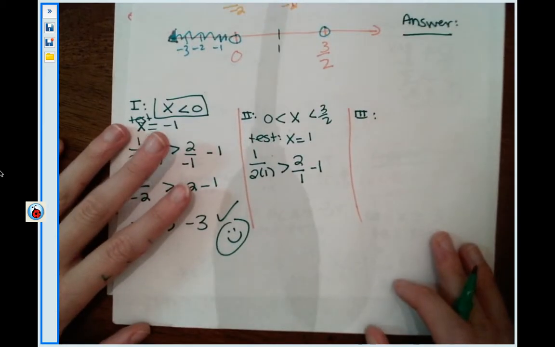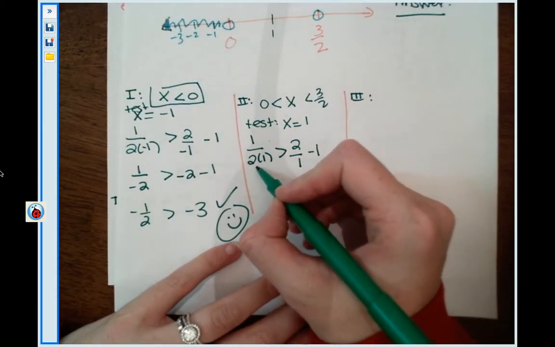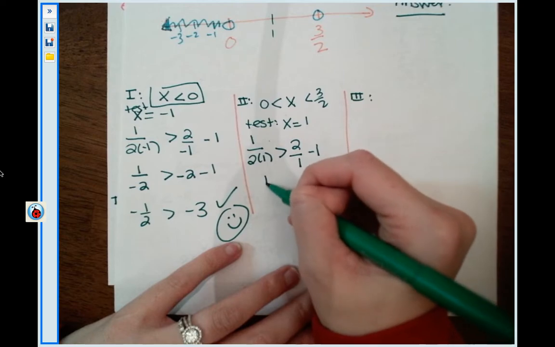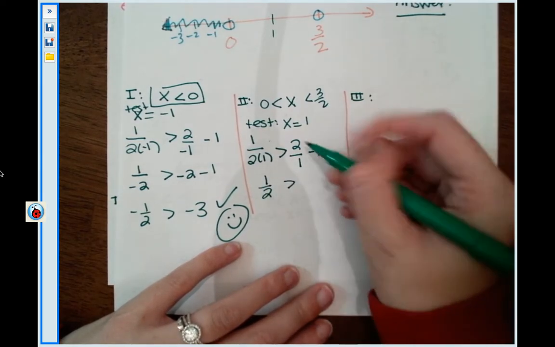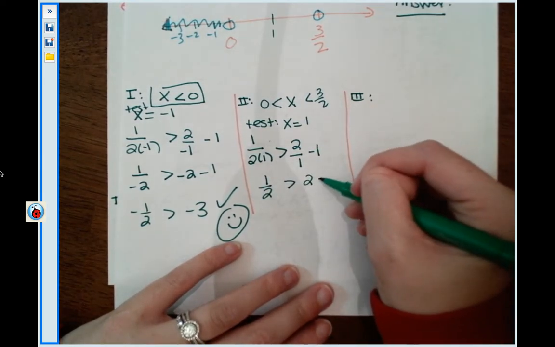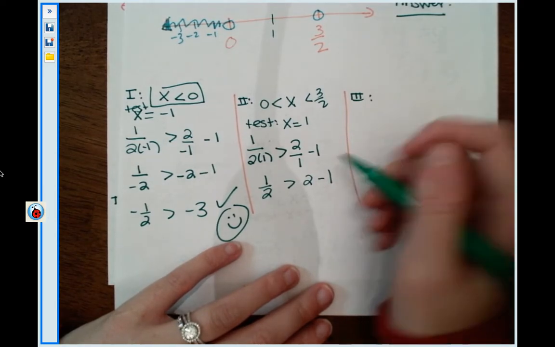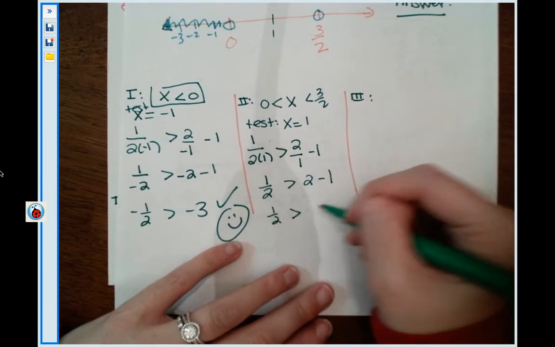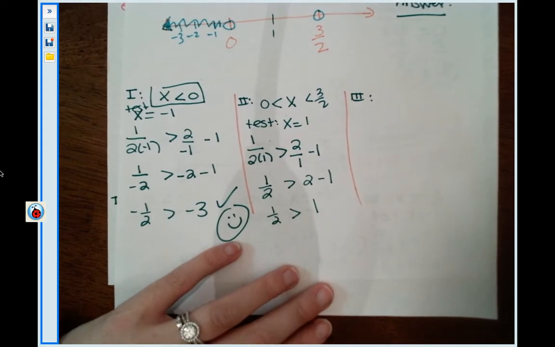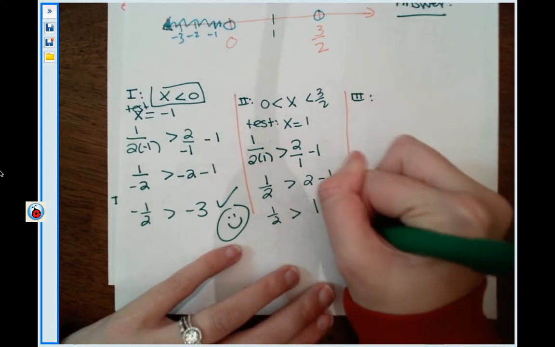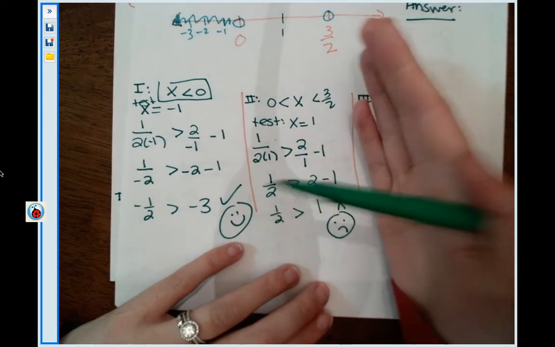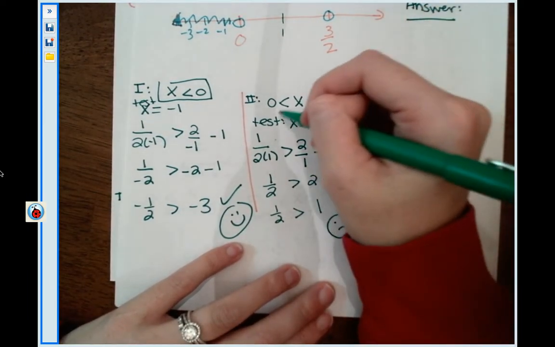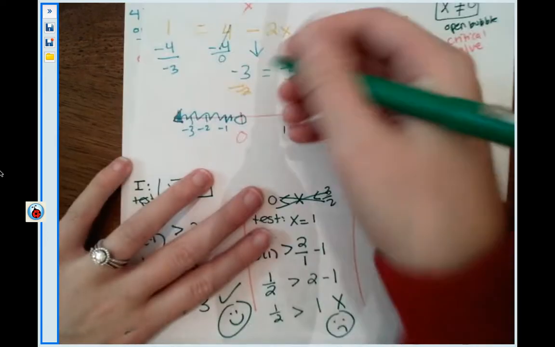Alright, let's see what happens. Okay, so 1 over 2 times 1, 2 times 1 is 2, so this will be 1/2, is greater than 2 over 1 is 2 minus 1. And 2 minus 1 is 1. So is 1/2 greater than 1? Is half greater than 1? Oh no, it's not. It super fails and we're sad because we always want it to work. So this interval will not work. This one's not going to work.